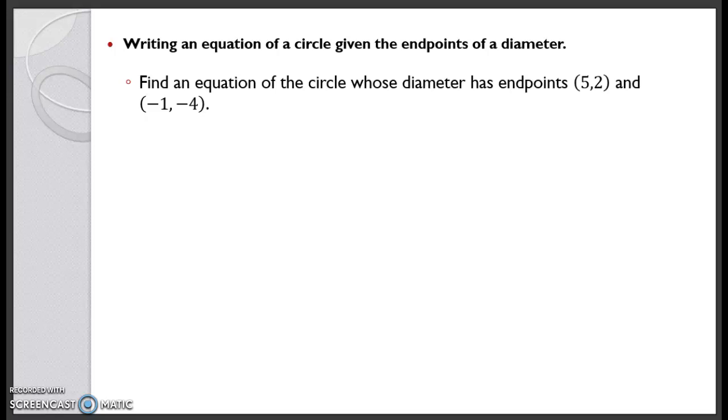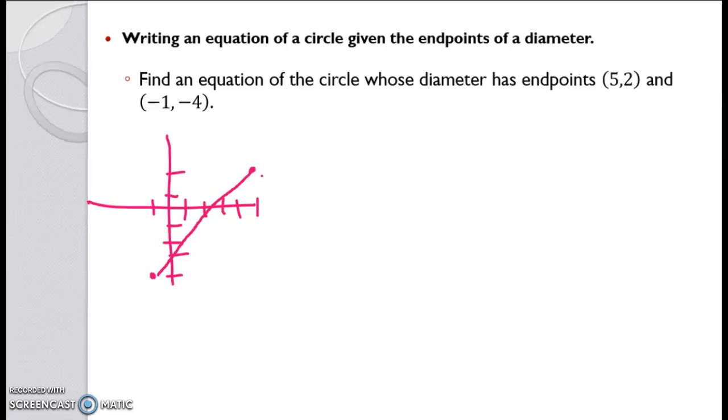Hey everybody! This video is going to go over the topic writing an equation of a circle given the endpoints of a diameter. So let's say we're told to find an equation of a circle whose diameter has endpoints (5, 2) and (-1, -4). So this is going to look like a point at (5, 2), a point at (-1, -4), and there is our diameter of a circle.